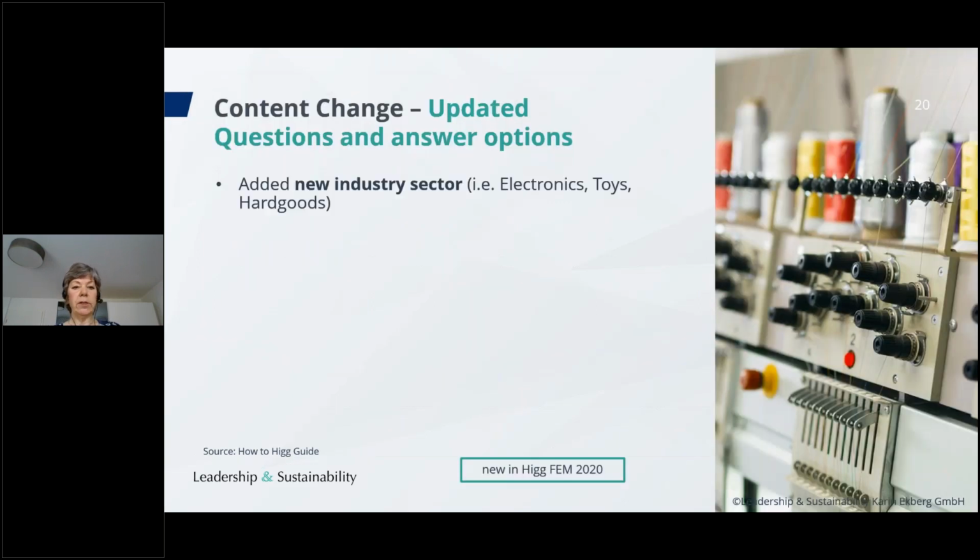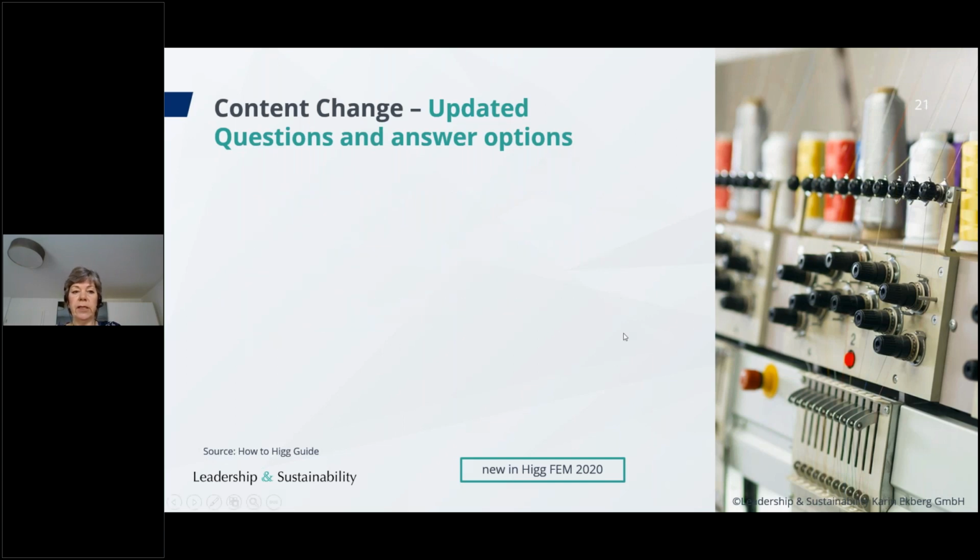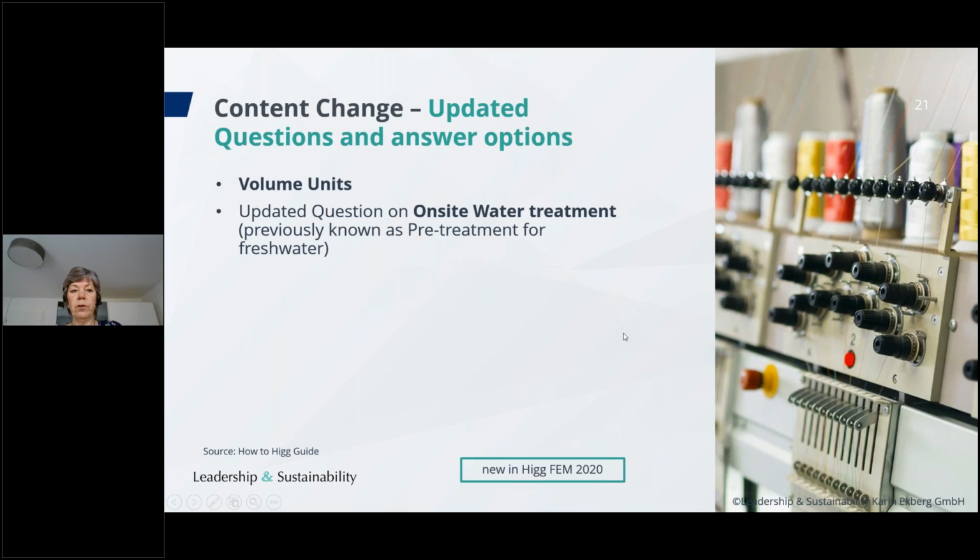Okay, and then there are some updated questions. The industry sector has actually been expanded, so we are now looking to include also electronics, toys, and hard goods. And the product categories are also expanded accordingly. And then facility process, etc., those have been aligned. As I mentioned, SAM has been added. There are also volume units that have been added.